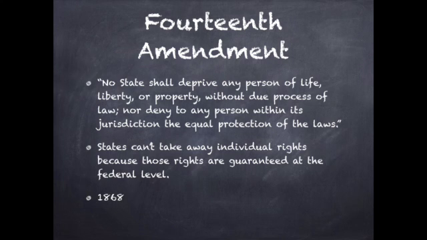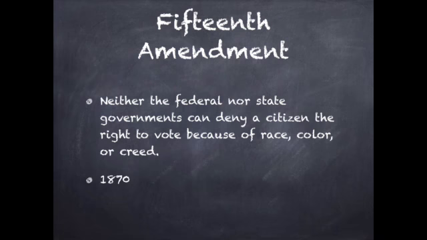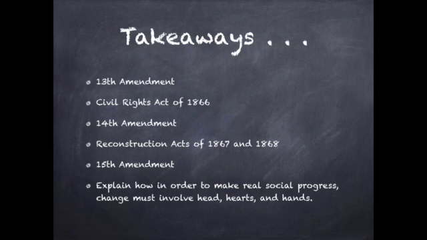The 14th Amendment is the one that just says explicitly, look, this states' rights stuff can't trump the federal guarantees of individual rights. So it's 1868. It just flat out says the states' rights thing is done on this. And the 15th Amendment makes voting one of the inalienable rights and sets that clear. And again, states can't undo that. It's a federal issue.